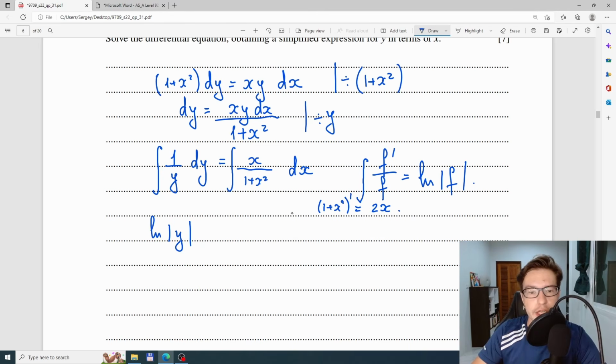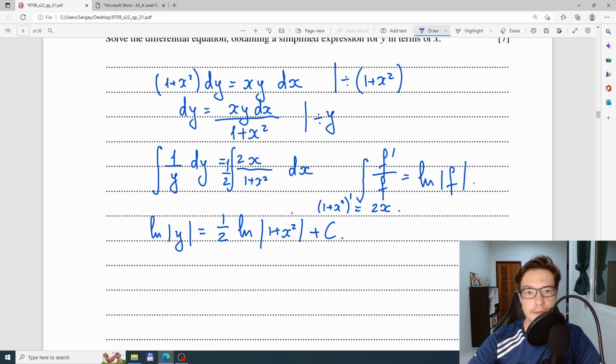So what I'm going to do is I will sneak in 2 on top, but then in order to not change anything, I will divide by 2. So I'll put 1 over 2 in front of this fraction. Now, integrating this gives me 1 over 2 natural log of 1 plus x squared. Don't forget the c.